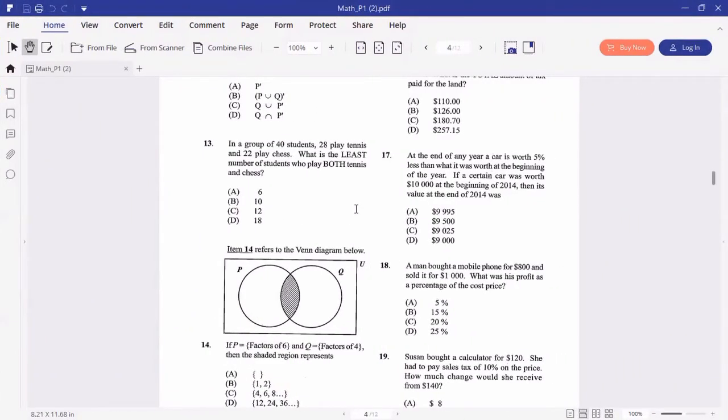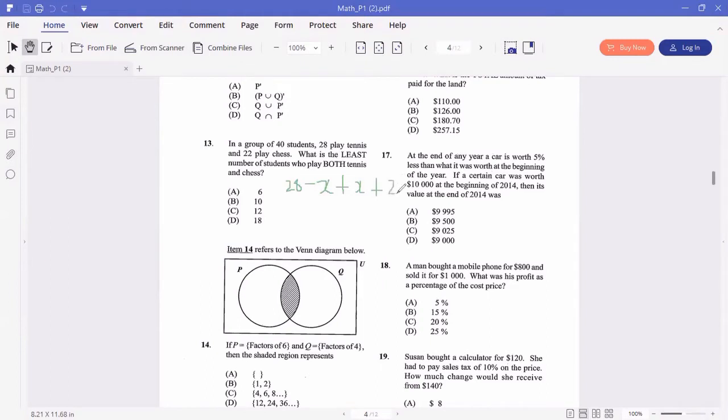Of 40 students, 28 play tennis, 22 play chess. What is the least number of students who can play both tennis and chess? Now, barring that all 40 students play either tennis or chess, it would be 28 minus X, which represents the students who play both. So that would represent the students who play tennis only, plus X, which represents the students who play both tennis and chess.